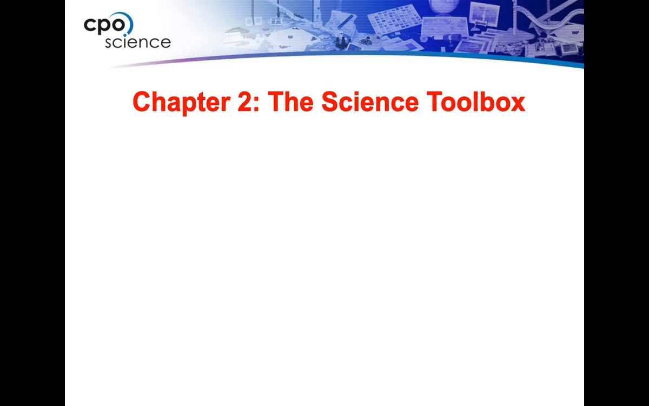Okay, it's chapter 2. So the first chapter we focused on the scientific method, which is a process that scientists use to answer questions. Chapter 2 is now going to focus on the tools that we use in that process to answer questions. So it doesn't matter what type of scientist you are, every scientist has different types of tools.